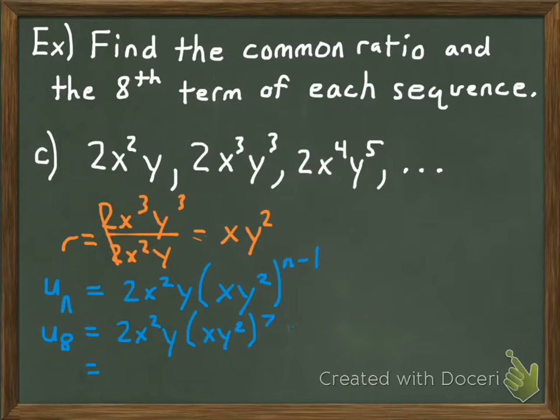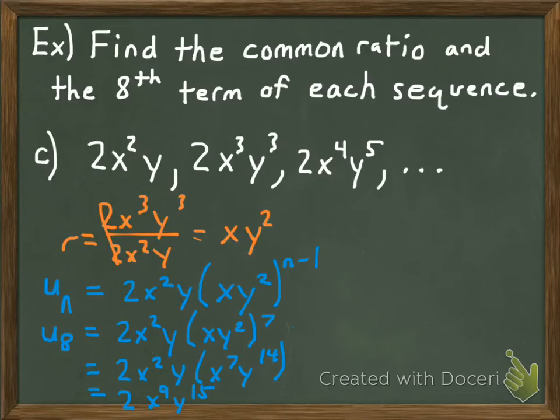And then remember, to square a product, you square every factor in that product, or in this case, in order to raise a product to the 7th power, I need to raise each factor in that product to the 7th power. So that's going to become x to the 7th, y to the 14th power in there. Whoops. There we go. And then we'll just do the multiplication here. We got 2x to the 9th, y to the 15th power is the 8th term.